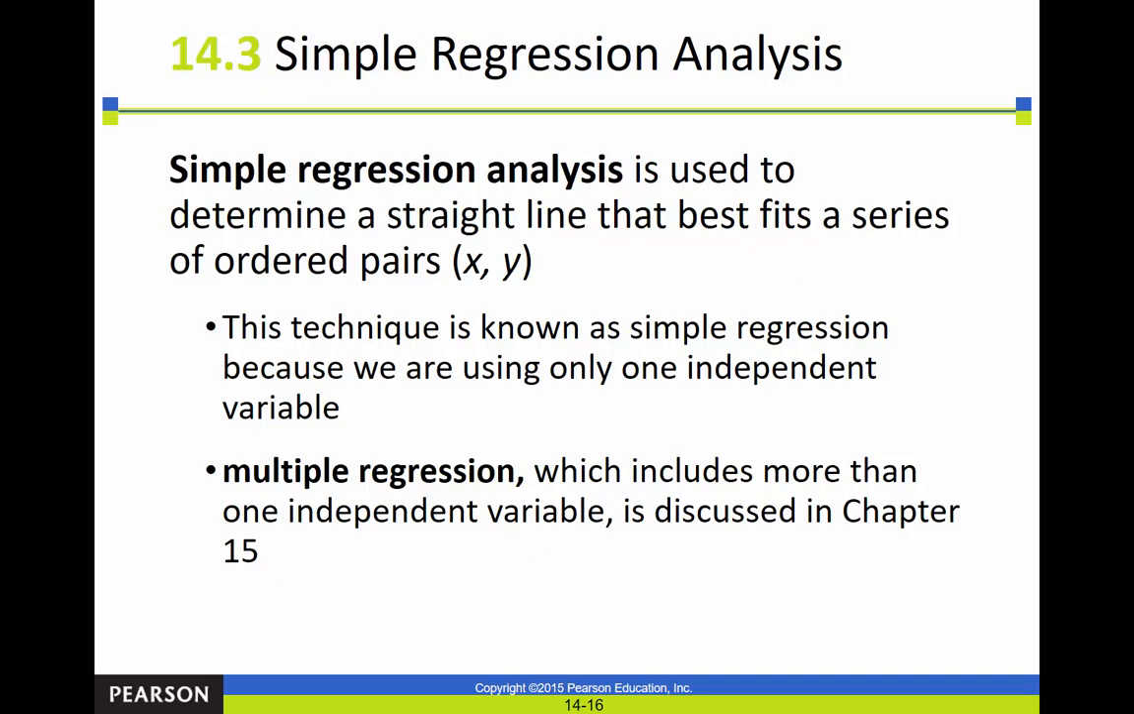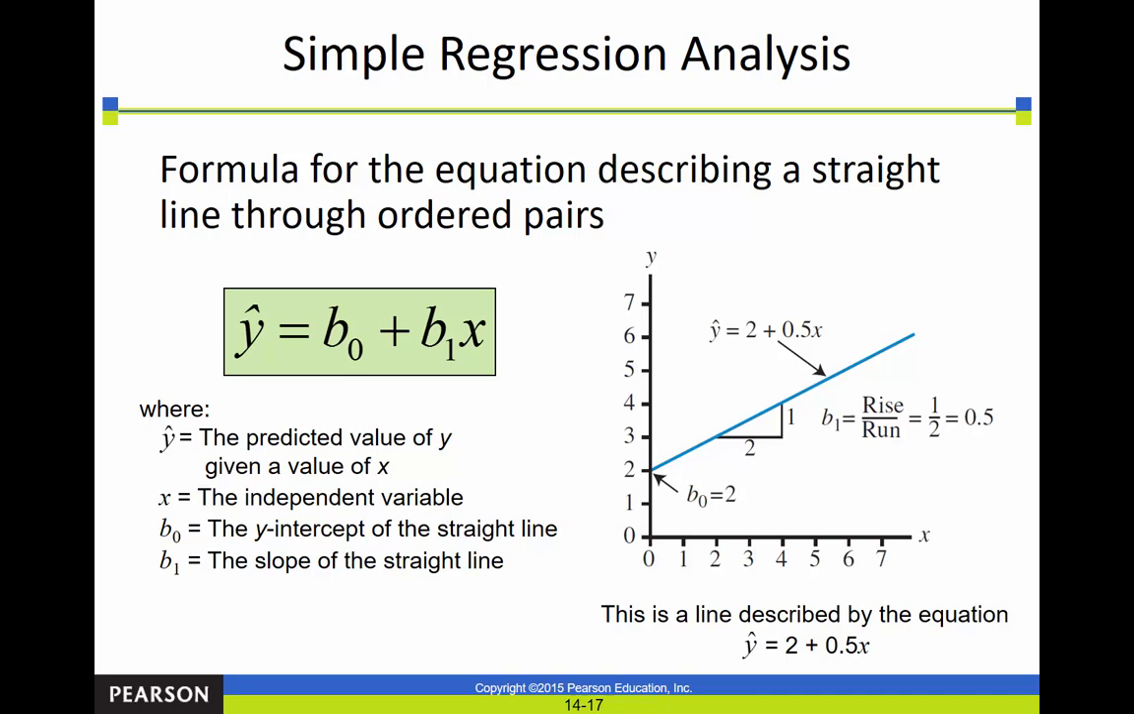So, simple regression analysis. Here's where we take a scatter graph like we just had, x and y data, and we determine the best straight line to fit the series of ordered pairs. This is simple regression, and it's as far as we're going to go with it in this class. So here's our formula.